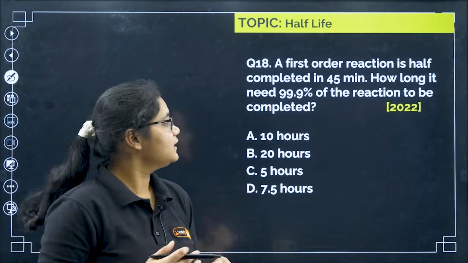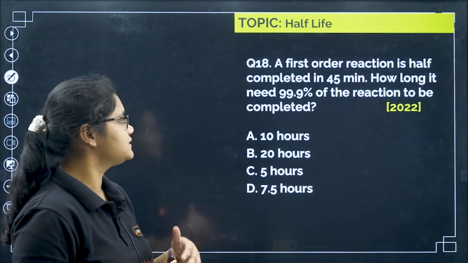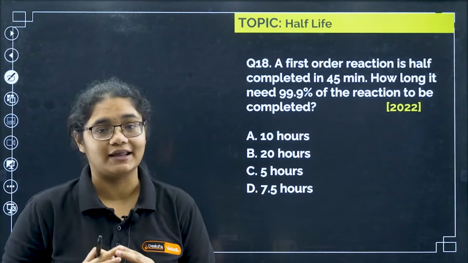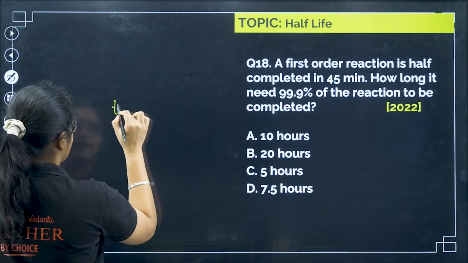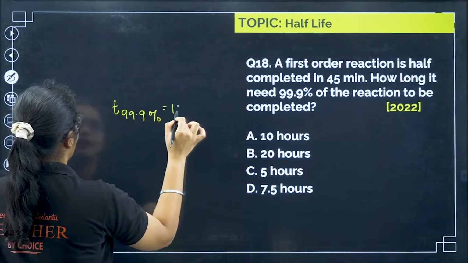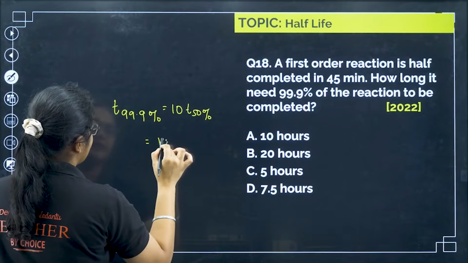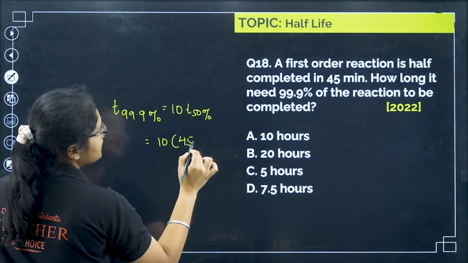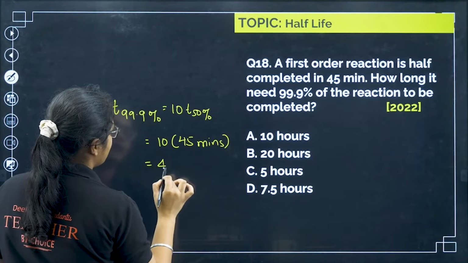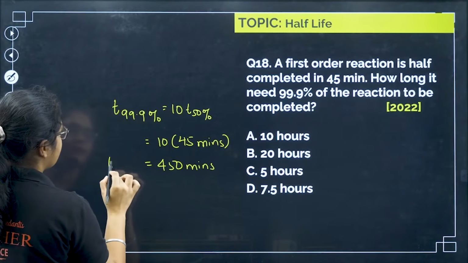Next, question number 18. A first order reaction is half completed in 45 minutes. How long does it take for 99.9% completion of the reaction? So here you know one relation: T 99.9% is equal to 10 times of T 50%. So it is 10 times of 45 minutes. Okay, so that gives me 450 minutes.